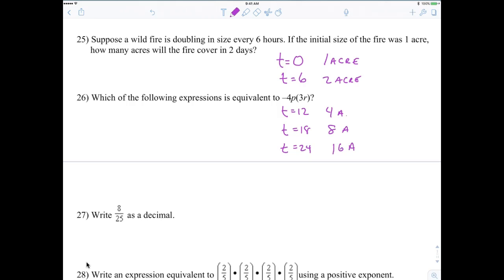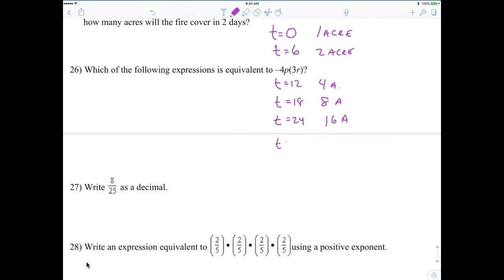Now, that's just what? That's just 1 day, right? And we got to do how many? So we got to get all the way to 48. Does everybody agree? So after 24 comes what? 30. So after 30, I would have what? Yes, 32 acres. And then at 36, I would have what? 64 acres. And after 40 hours, I would have 128 acres.